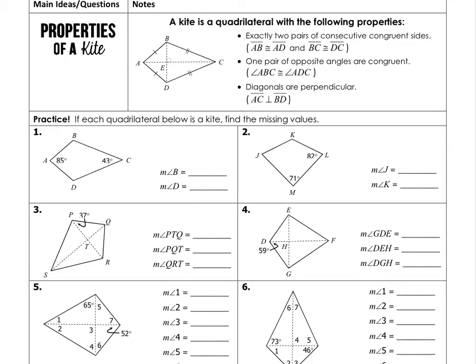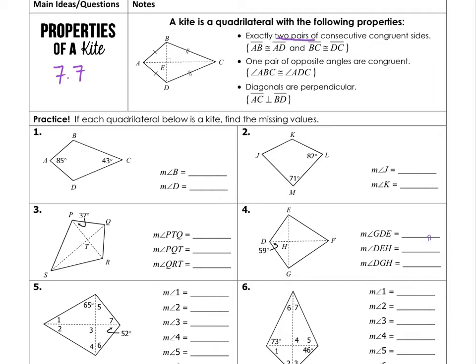Okay, properties of a kite. This is the last unit in chapter 7. It's 7.7. So we're all familiar with kites, but we probably haven't looked at it carefully. And kites have the following properties.